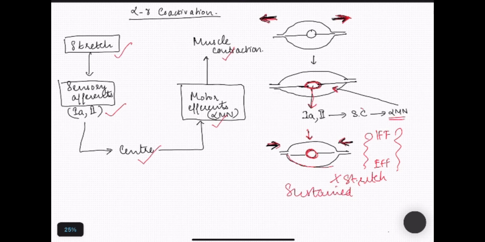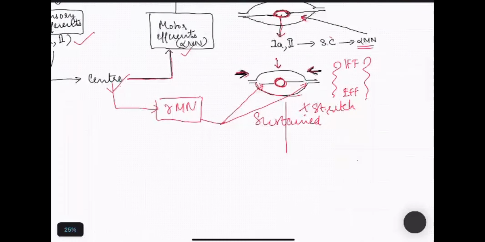Here is where the gamma motor neuron comes in. Just like the alpha motor neurons, the center also fires gamma motor neurons. The gamma motor neurons act on the muscle spindle, but in the peripheries. It causes contraction of the peripheries of the muscle spindle, which cause again a stretch of the muscle spindle. And when the muscle spindle is stretched, the reflex goes on.